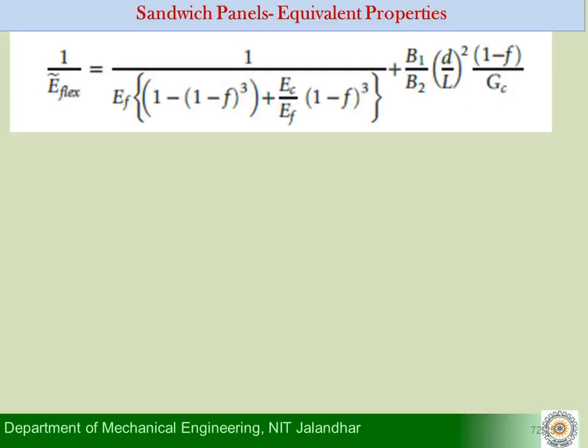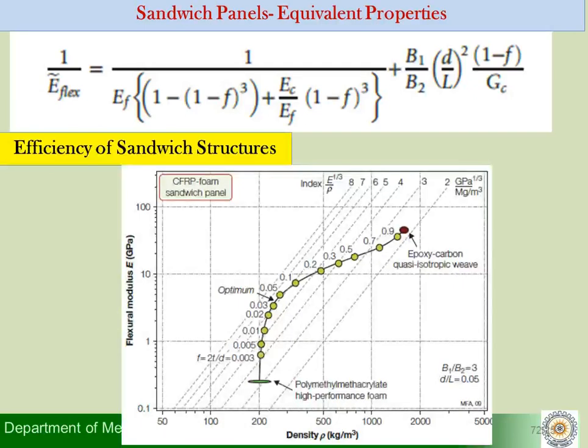Now, what we were looking at was comparing the sandwich structures or sandwich panels that we are able to generate by combining two different types of materials, one being the face sheet and the second the core, and how they are more efficient than the material of the face and the material of the core itself.